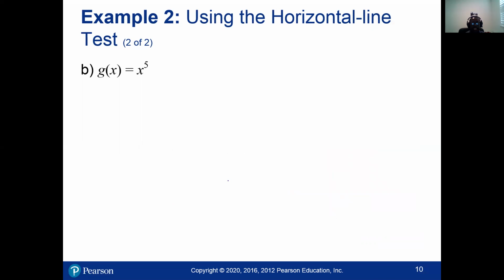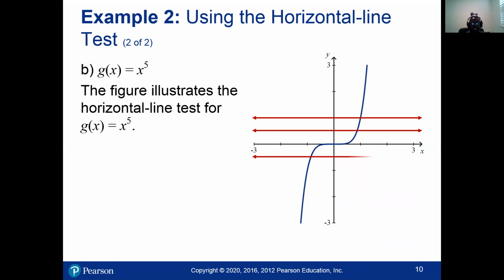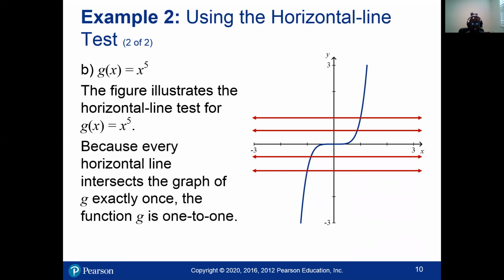g of x is equal to x to the 5th. Remember, it rises to the right and falls to the left. So that's the graph. Any horizontal line is going to intersect it at only one place, and so this is a one-to-one function. It is a function because it passes the vertical line test, and it passes the horizontal line test.